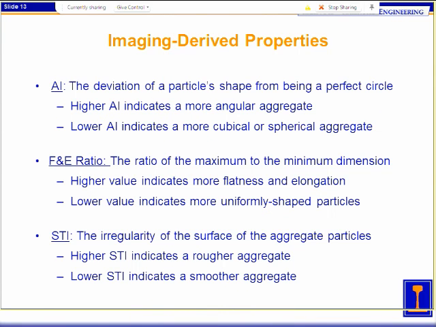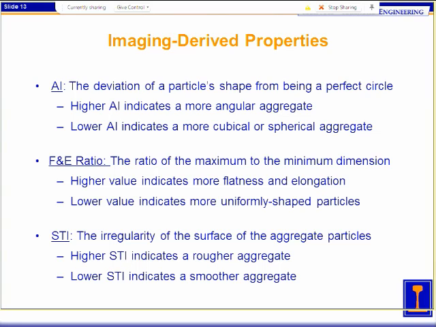Imaging-derived properties, there are three of them. We'll go a little bit more into these, but roughly, for angularity index, it's the deviation of a particle shape from being a perfect circle. A higher AI indicates a more angular aggregate. A lower AI indicates a more cubical or spherical aggregate. F and E ratio is pretty simple, just the ratio of the maximum to the minimum dimension of an aggregate particle. A higher value indicates more flatness and elongation.